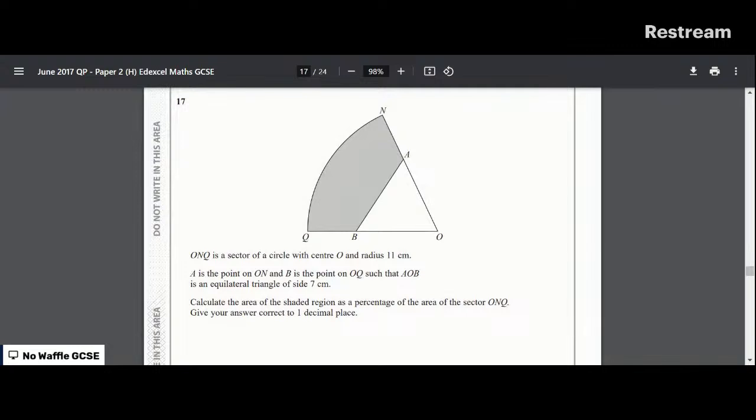ONQ is a sector of a circle with center O and radius 11 centimeters. A is the point on ON and B is the point on OQ, such that AOB is an equilateral triangle of side 7 centimeters. So this is equilateral. Each angle is therefore 60 degrees. Calculate the area of the shaded region as a percentage of the area of the sector.